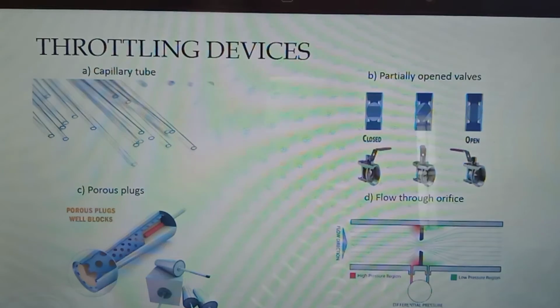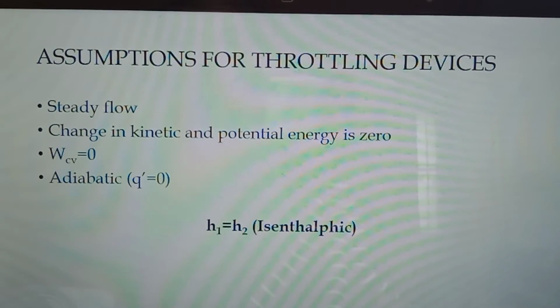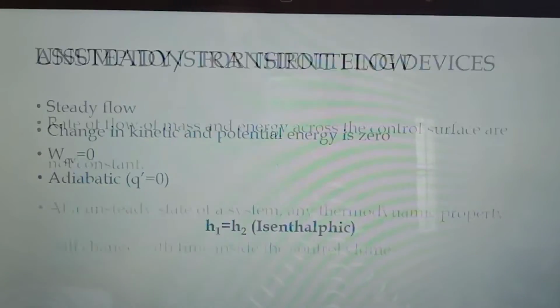What are the assumptions for the throttling devices? It is a steady flow process and the change in kinetic and potential energy is 0, and the control volume work done, WCV, is 0 in this case, and the fourth one is it should be an adiabatic process, Q dot is equal to 0. By substituting these four assumptions in the equation, we will get the final result as H1 equal to H2. This clearly states that the throttling devices are isenthalpic in nature. The enthalpy will be constant for the inlet side as well as the exit region.